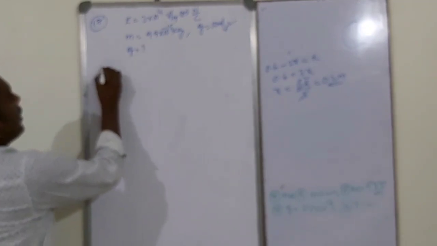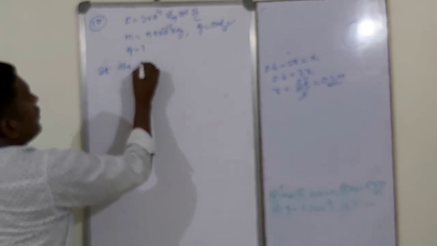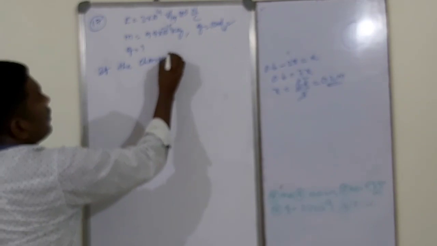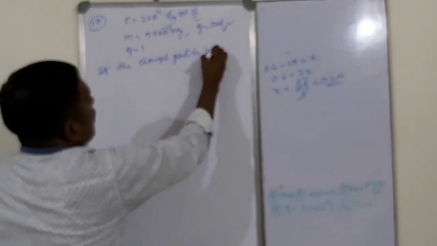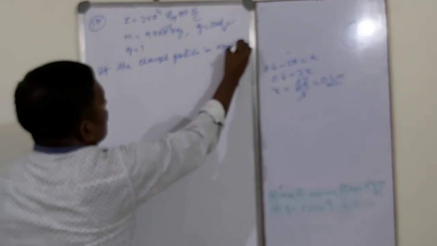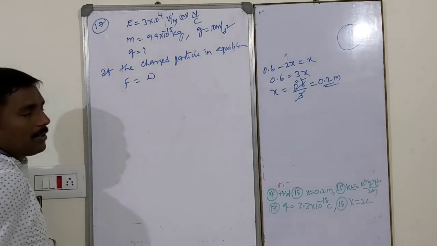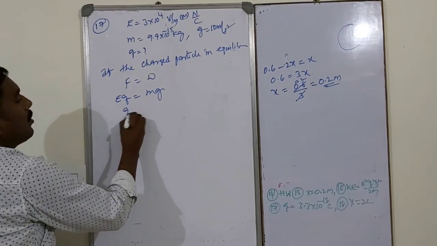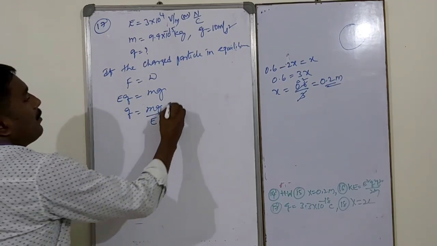If the charged particle is in equilibrium, the net force is equal to the weight. Force is nothing but EQ, and W is nothing but mg. So Q is equal to mg by E.